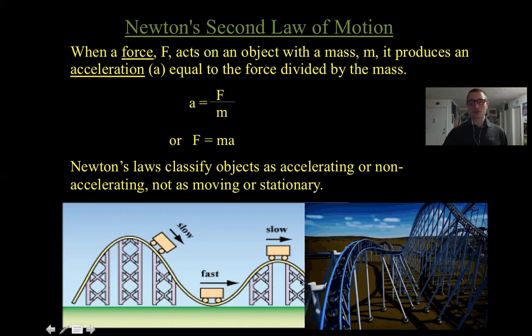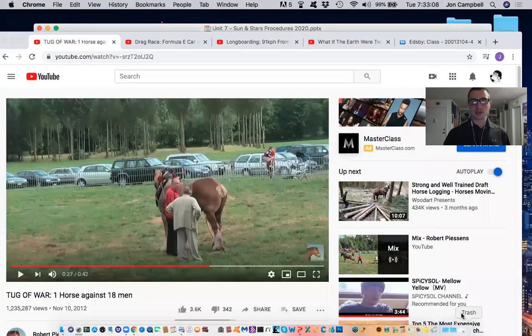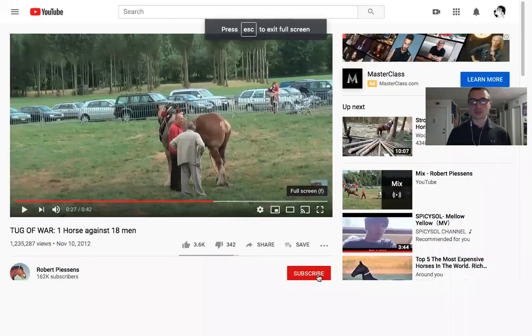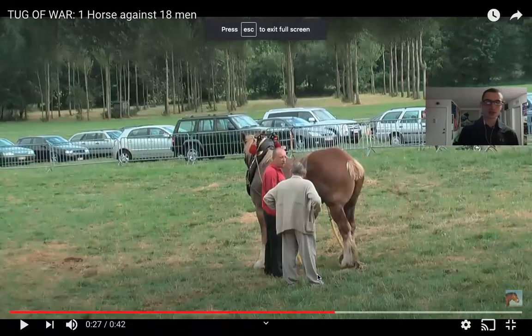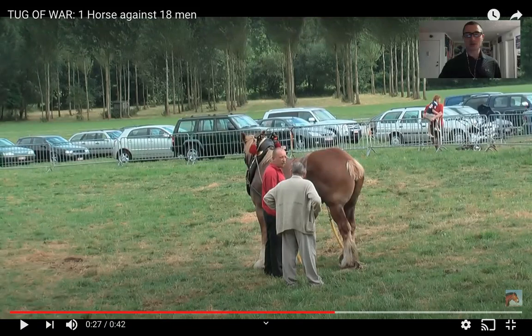A good example here, it's too bad my little animation isn't working. You can see on a roller coaster, right? As a roller coaster goes up, it's going to be slow. Then as it goes all the way down the slope, it's going to be moving quite fast, and then slow again. So a good example of where we get force from: all about mass with acceleration. To illustrate this, let's check out the first video, which is our tug of war example, using a horse versus 18 men in a tug of war. Who's going to win? Let's check this out and see what the case is going to be.